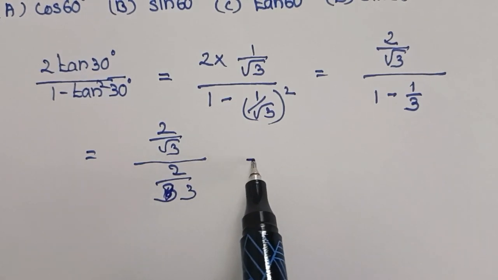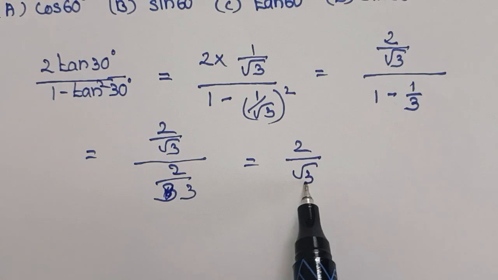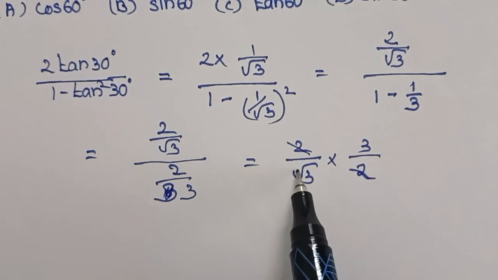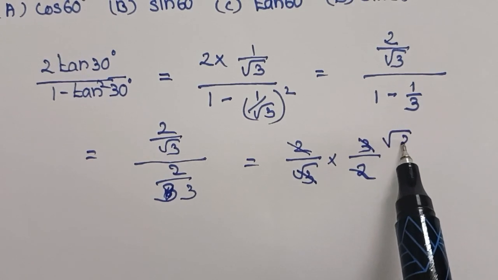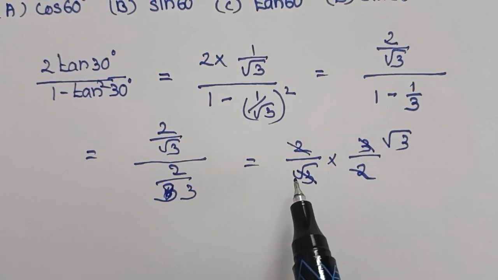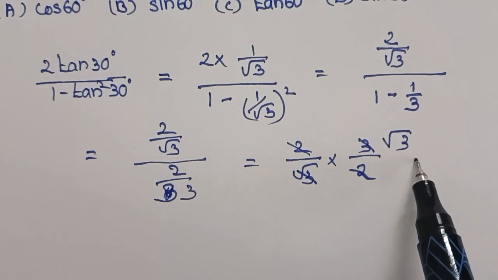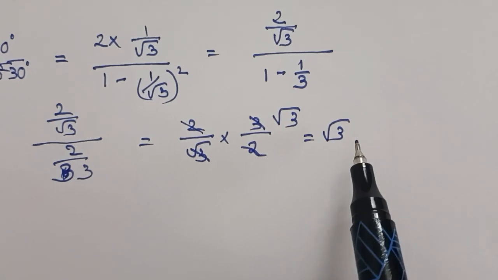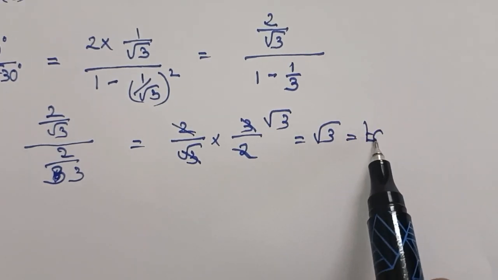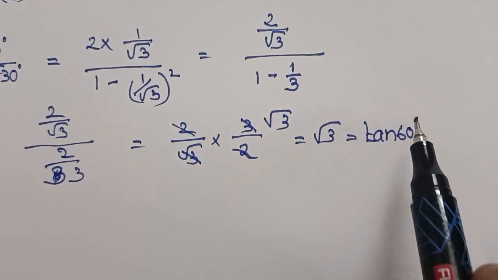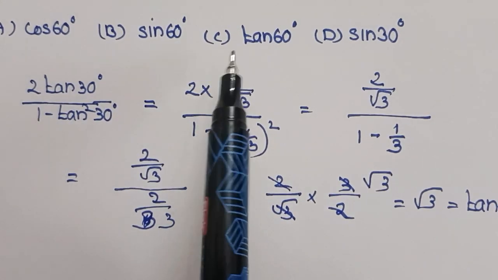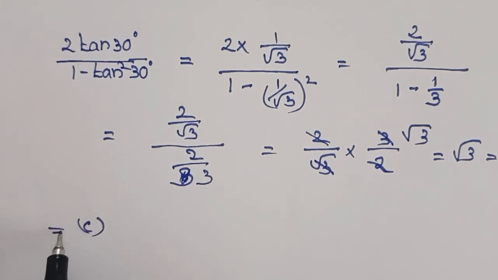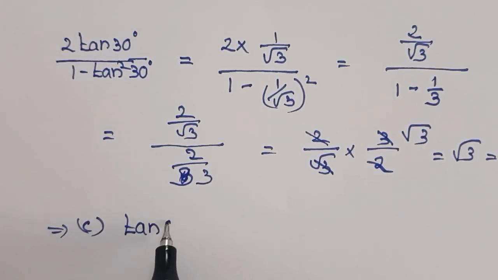Now taking reciprocal we get 2 divided by root 3 into 3 divided by 2. 2 cancels. Root 3 and 3 cancel, because 3 is same as root 3 into root 3. One root 3 gets cancelled. We get root 3. Root 3 is same as tan 60 degree, isn't it? So here the answer is tan 60. Option C. Therefore the correct answer, option C, tan 60 degree. Okay. Thank you.